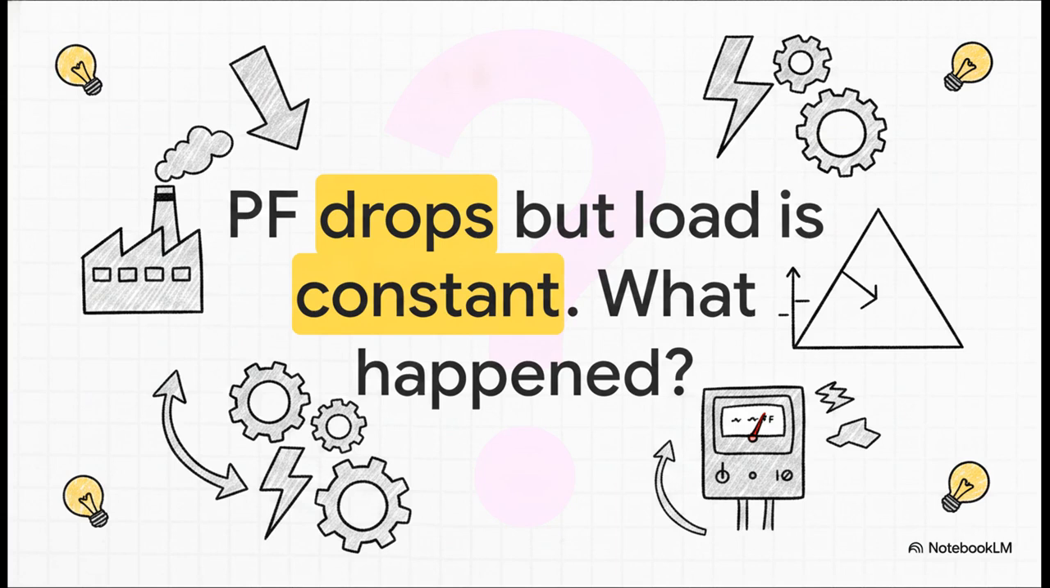Imagine you're an engineer, you're monitoring a facility, and suddenly, the plant's power factor just collapses. It drops from a really healthy 0.95 down to 0.70 overnight. But here's the catch. The total load, like the actual work being done by the factory, hasn't changed one bit. So, what went wrong? Any guesses?